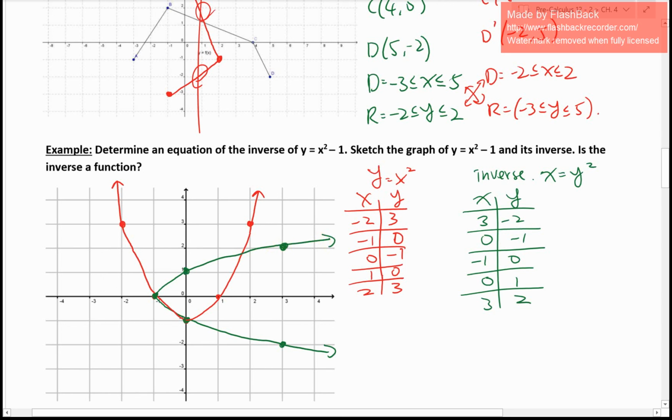Okay, here's our inverse graph. Now you might ask, well, isn't that just the equation right there? Yes, but usually we still want to solve for y. So in that case, we've almost finished. To solve for y, we simply square root both sides. So you get plus or minus root x equals y.